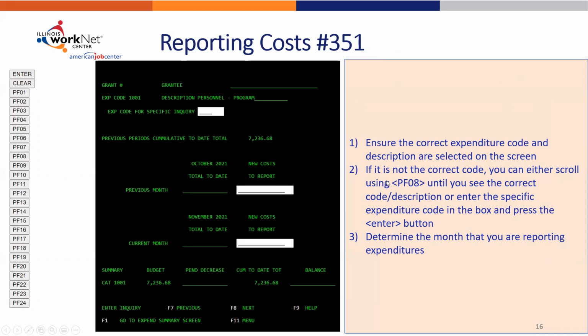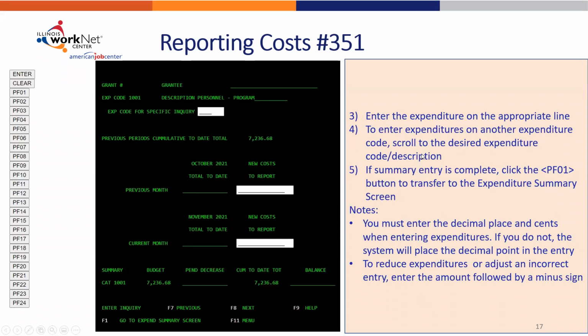So ensure that the correct expenditure code and description are selected on the screen. If it is not the correct code, you can either scroll using PF08, which you'll see down here is the next button, or you can actually enter the code that you want to go to. So if, say, for example, you don't want to hit F8 15 times to get to the expenditure code, you can actually type it in here in this white box, and it'll take you right to it.